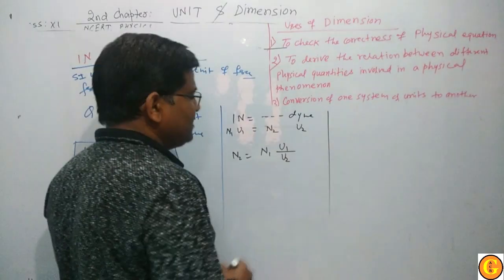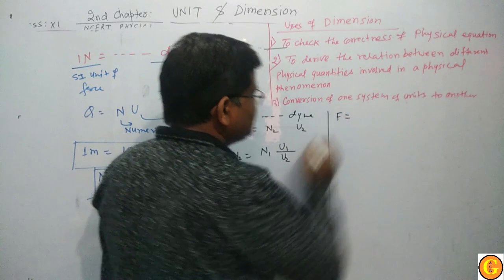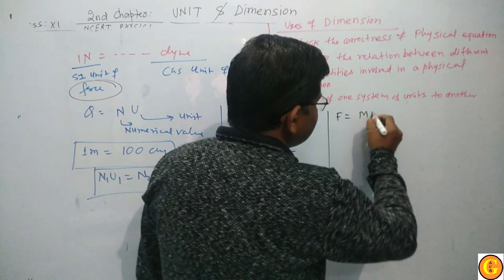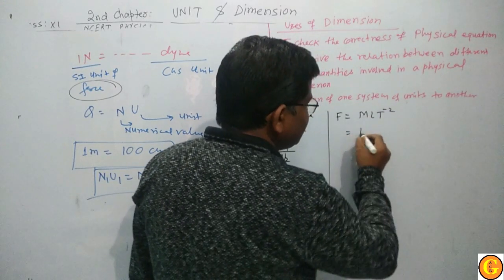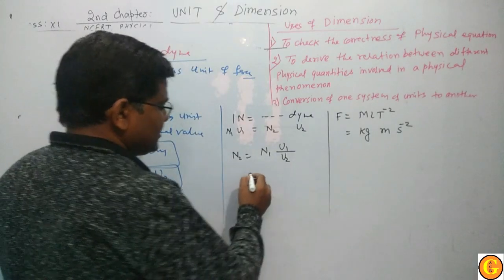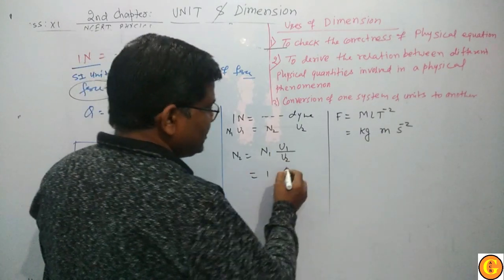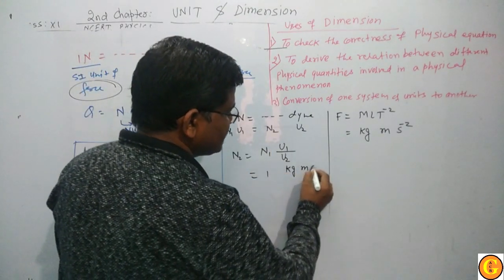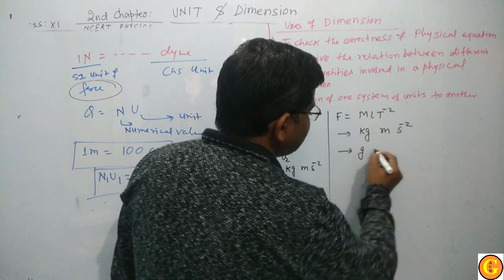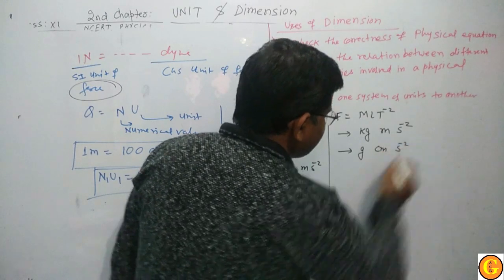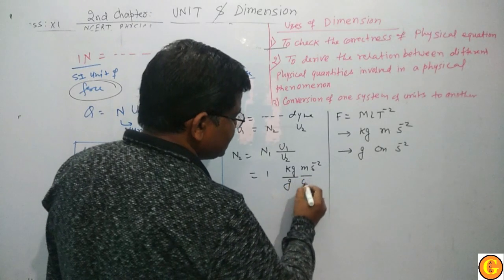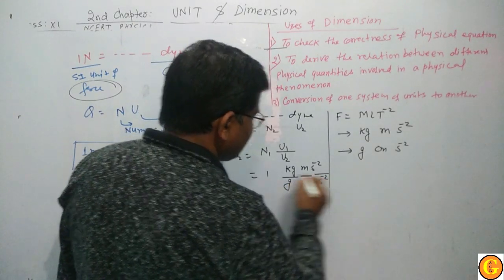And how does dimension help here? As you know, this is a force, and that's why the dimension is MLT^-2. M means kilogram, L is meter, and T is second, to the power minus 2. Here n1 is 1, and u1 is kg meter per second squared. In CGS it is gram, centimeter, second^-2. And then this is kilogram, then gram, this is the centimeter, this is second^-2.